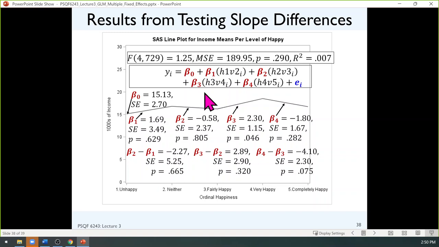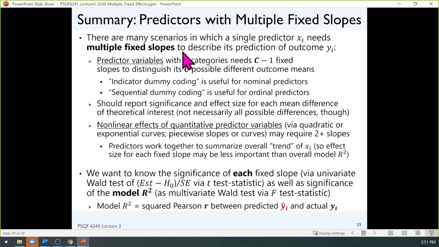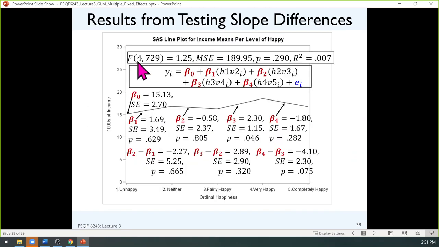So here's what happens, and then I'll show you the code to make it happen in just a moment. So in this overall model, here's my F test statistic. So in English, what is this box telling me? I'll give you a second to think. So we have an F of 1.25, which corresponds to a mean square error of about 190, a p-value of 0.29, and an R square of 0.007.